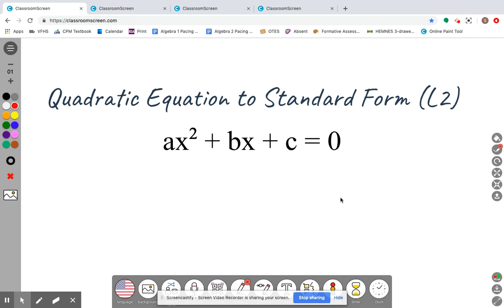For this lesson, we're going to do quadratic equations to standard form level 2. So I'm going to remind you again what standard form is. Standard form is always having descending order of your exponents. So you want your x squared piece listed first, then your x term listed next, then your number, just a constant, no x's on it, set equal to 0.